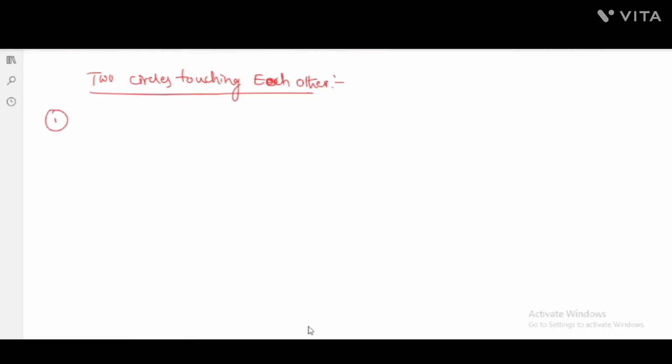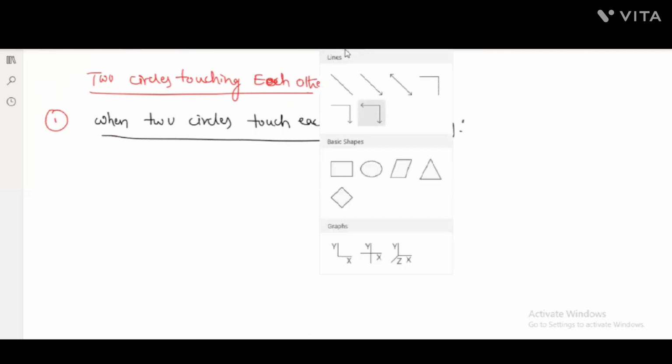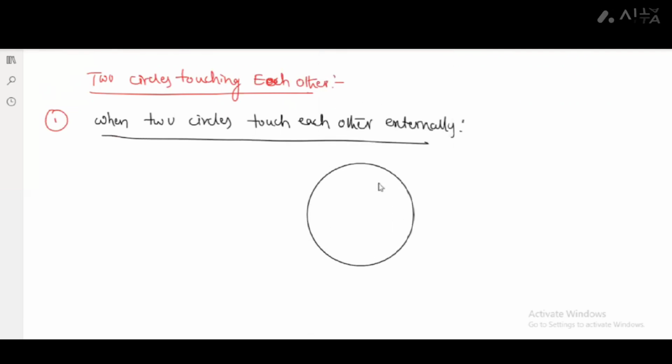So first thing, if two circles touch each other externally, what happens? Let's see, this is one circle, and this is another circle.